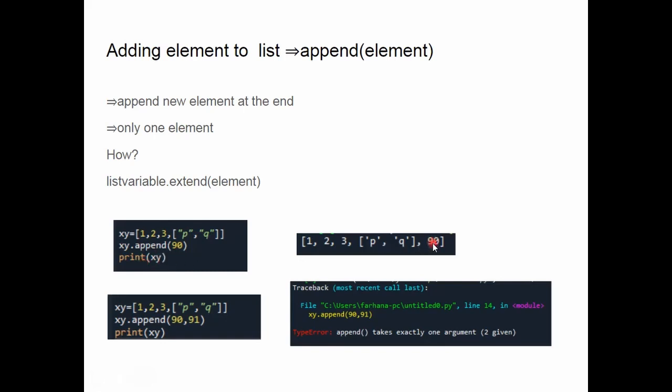Now suppose I want to add two or more values by using the append function, but the append function allows only one element. So if you try appending more than one value, it will generate an error message. So how can we solve this problem? I want to append two values, but that is not possible by using the append function. That is possible by using the extend function.